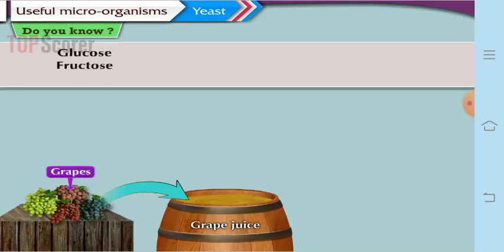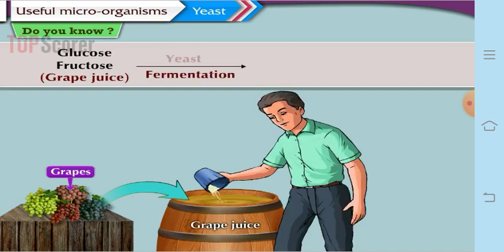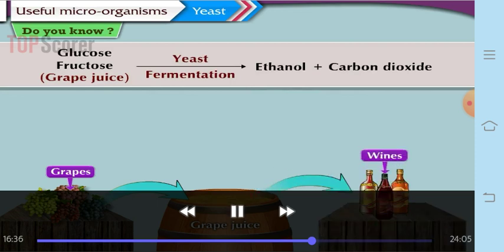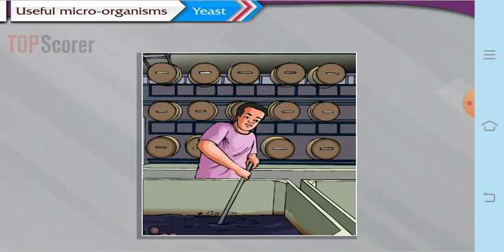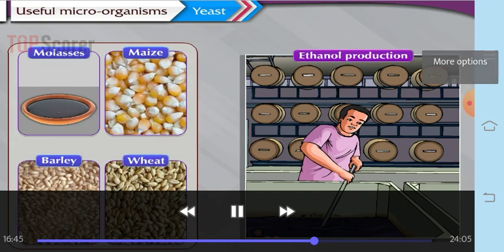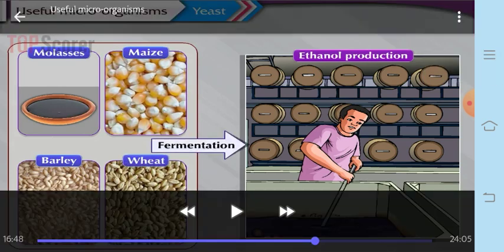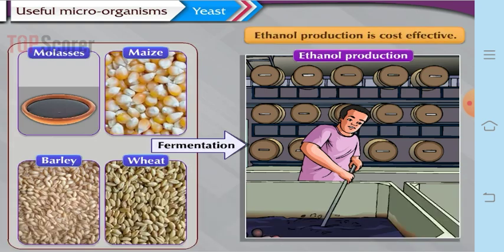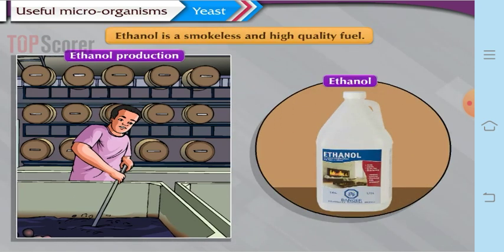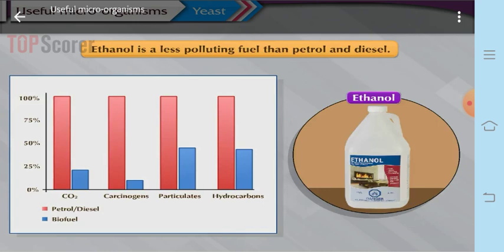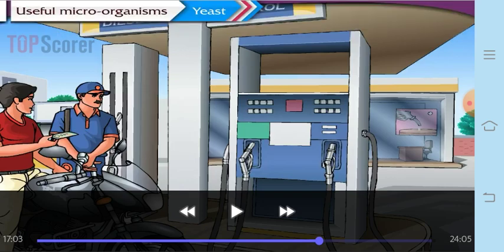Glucose or fructose from the grape juice gets converted into ethanol and carbon dioxide, and wines are prepared. So ethanol production is very useful, or cost effective, you can say, because it is produced from grains which are readily available. So it is a cost effective phenomenon. Production of ethanol: ethanol is smokeless and a high quality fuel. Ethanol is also a less polluting fuel than petrol and diesel. Since it is smokeless, it is less polluting.